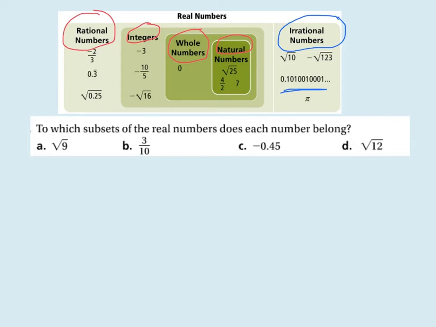So for these questions, it says, which subset of the real numbers does each number belong to? Before you can answer that, you should always simplify the problem. So if I look at this first problem, the square root of 9 is 3. So that's a natural number because it's positive, but it's also a whole number because it's positive. That's also an integer. Rational numbers have a decimal, so it's not going to be rational. So I would say that this 3 is part of an integer, whole number, and natural.